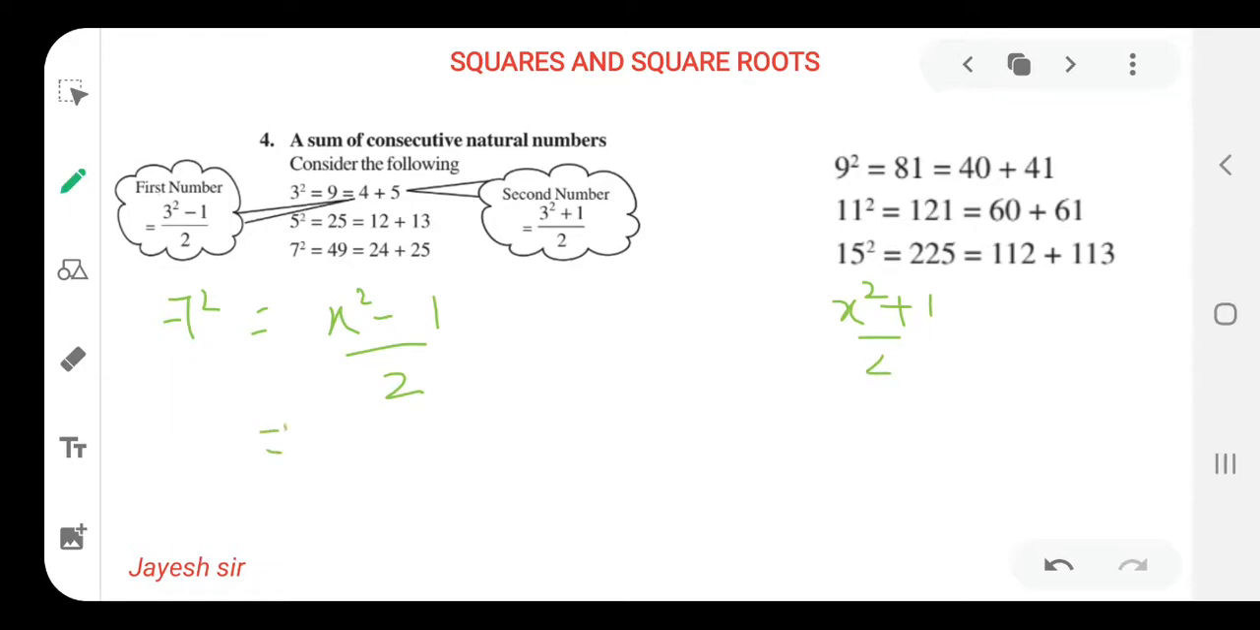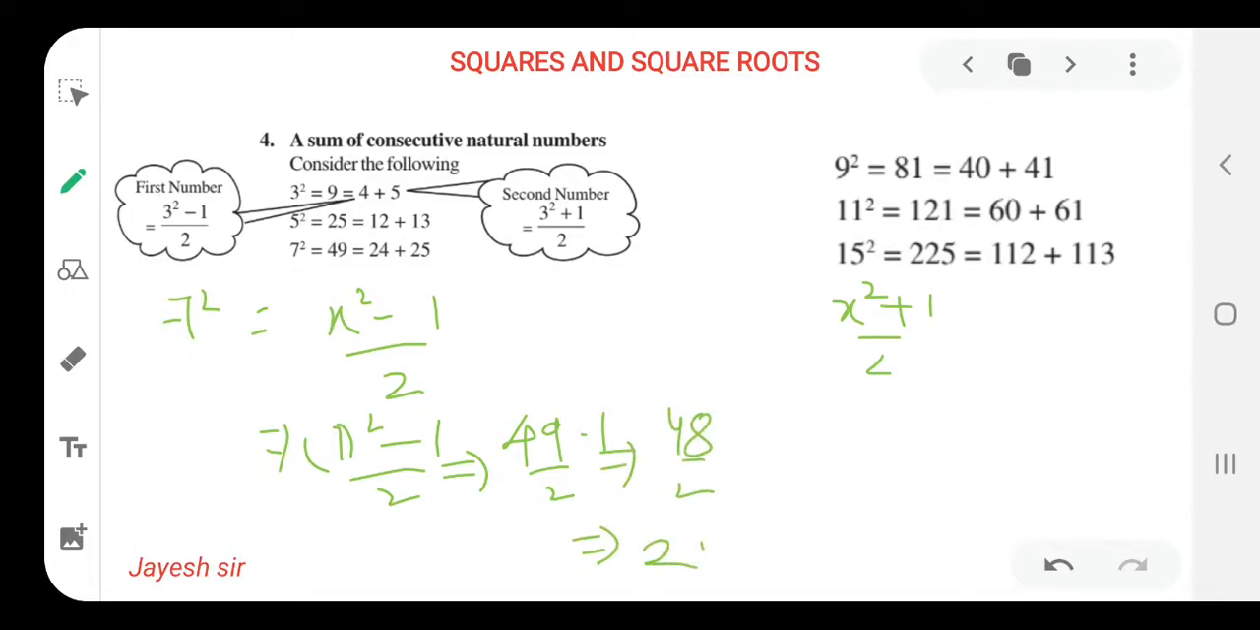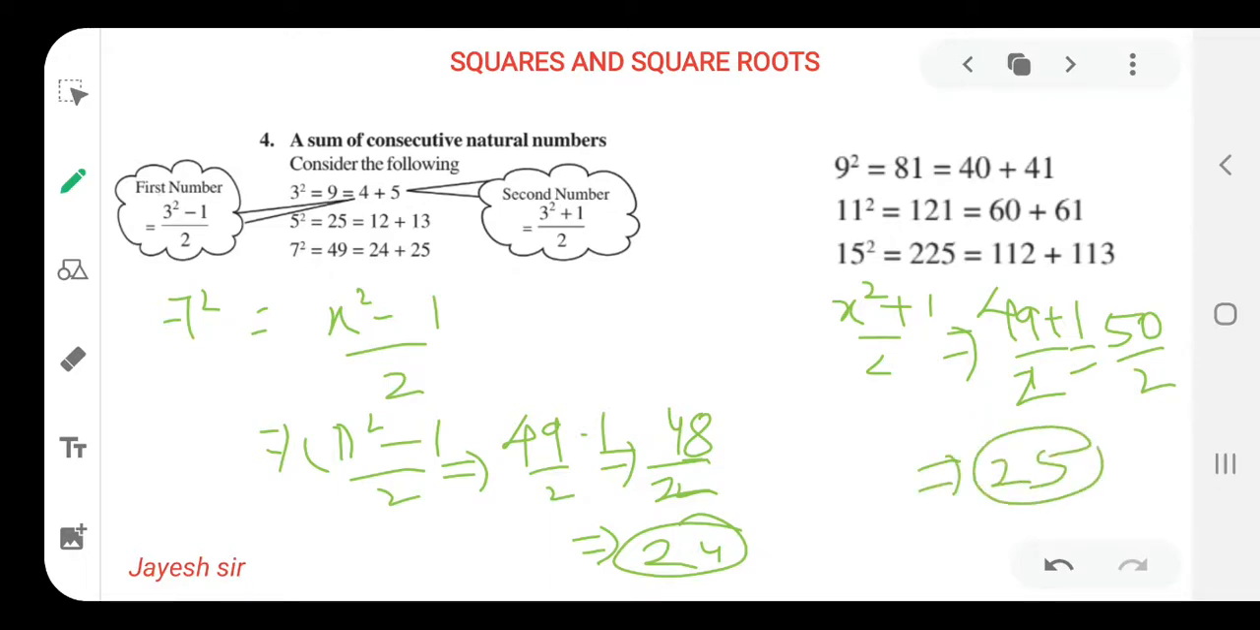X is 7, that means 7 square minus 1 by 2, that is 49 minus 1 by 2, that is 48 by 2, which results in 24. Similarly, x square plus 1 by 2, that is 49 plus 1 by 2, equals 50 by 2, which results in 25, friends. So the two consecutive numbers are 24 and 25. I hope you all are getting it now.